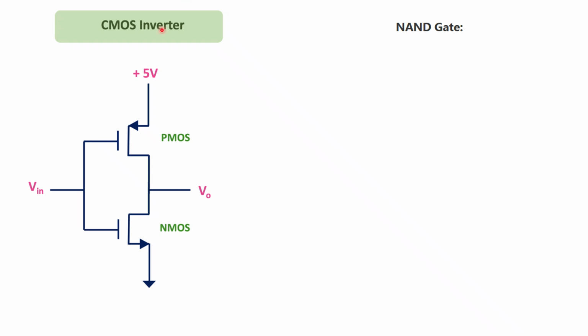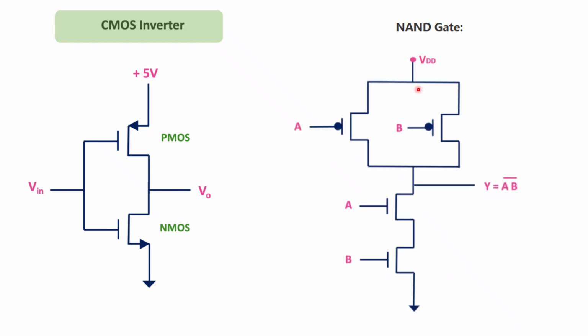So this is for your inverter circuit. Here you can design using PMOS and NMOS. So output will be A bar if input is A. This is called an inverter circuit. Similarly for the AND gate, like two PMOS in parallel, and two NMOS in series.